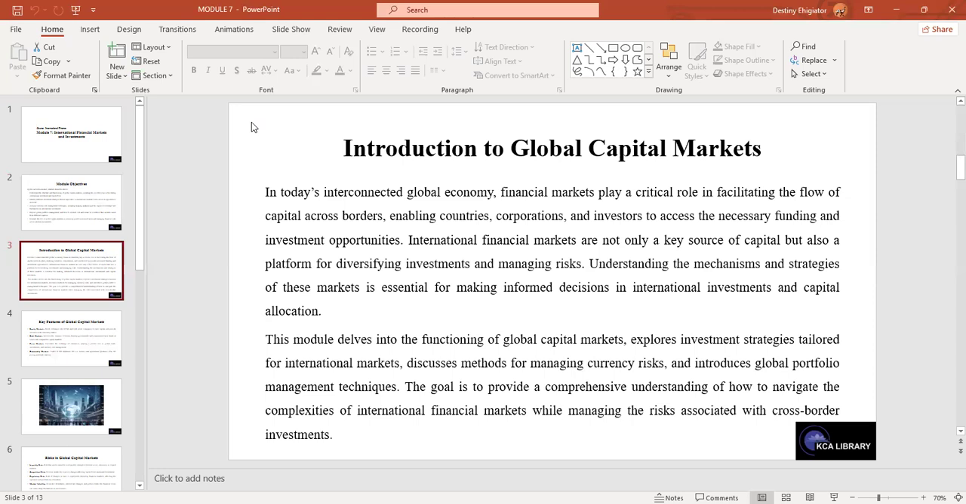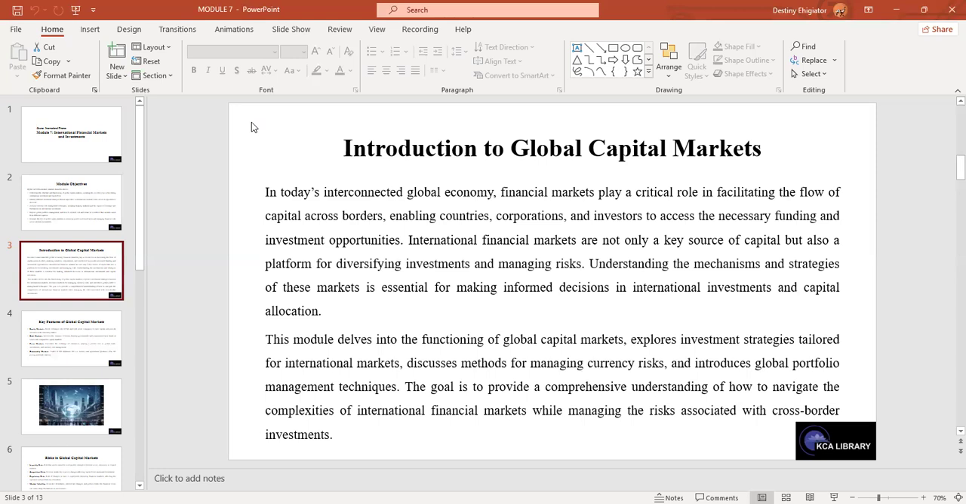International financial markets are not only a key source of capital, but also a platform for diversifying investment and managing risk. Understanding the mechanisms and strategies of these markets is essential for making informed decisions in international investment and capital allocation.